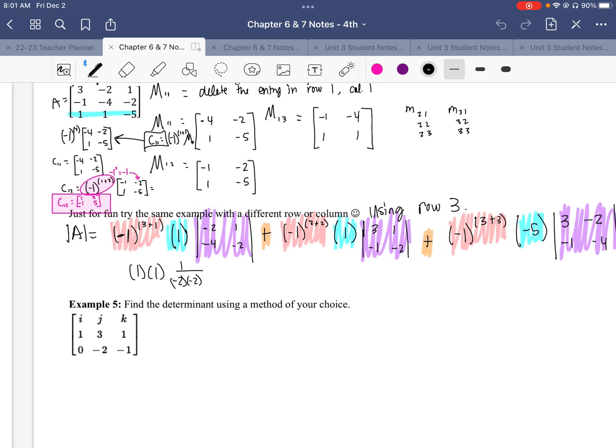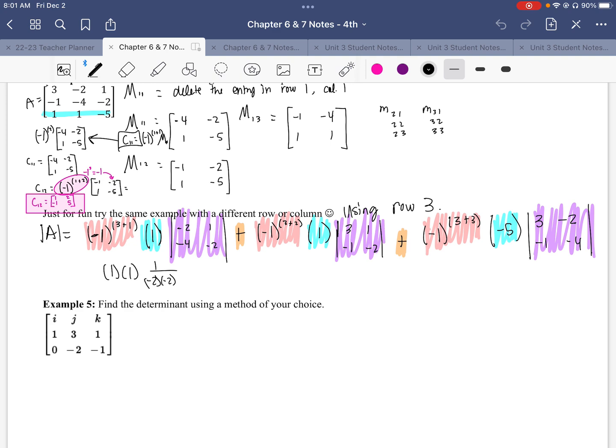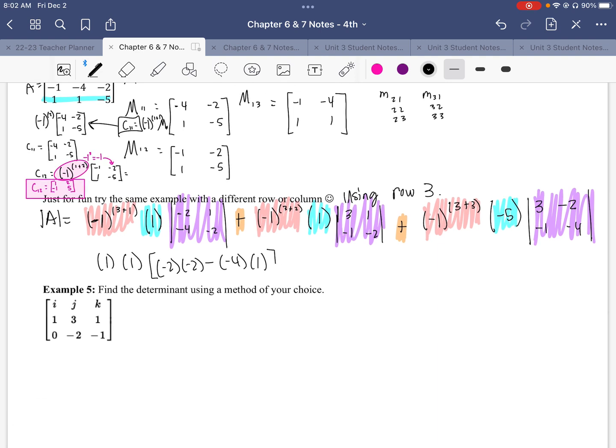So we talked about how the determinant was based on all these different things, and I just want to back up just a tiny bit. But when we simplify, this becomes a positive one, this becomes a positive one. We need to find the determinant of this, which would be -2 times -2 minus -4 times 1, plus this one stays as a -1 times our entry times the determinant here.